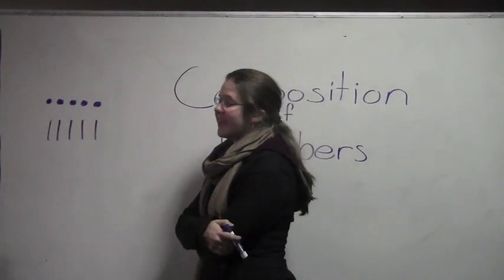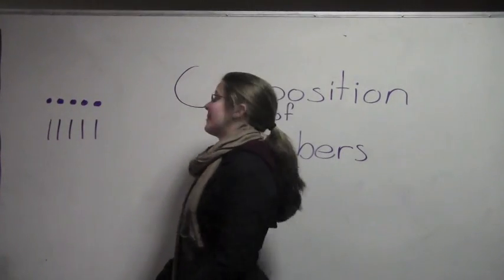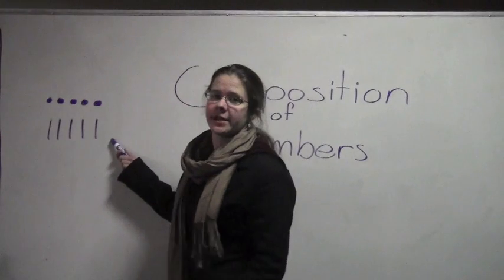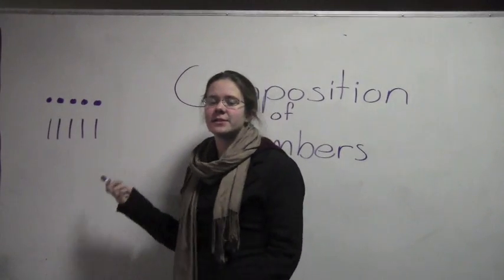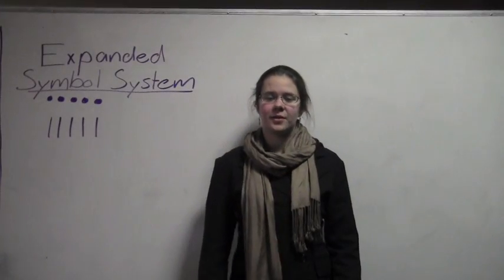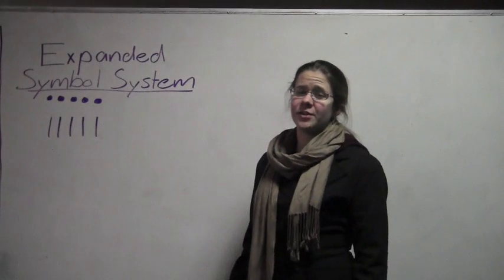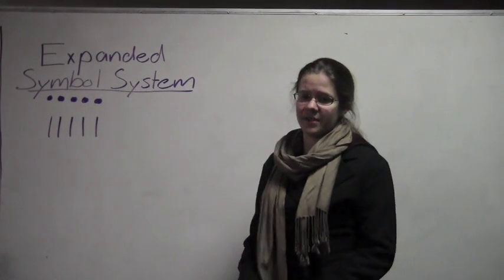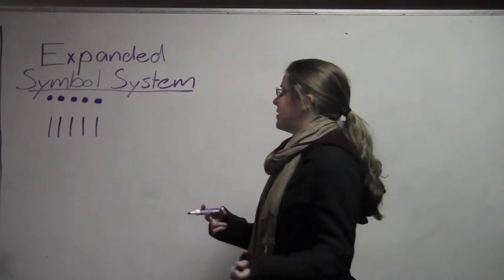This way, the person making cupcakes could know to make the same number of cupcakes as the number of dots or ticks that we wrote. Let's call this an expanded symbol system. The problem with this system is that with very large quantities, it can be hard to tell the difference between one number and a different number.